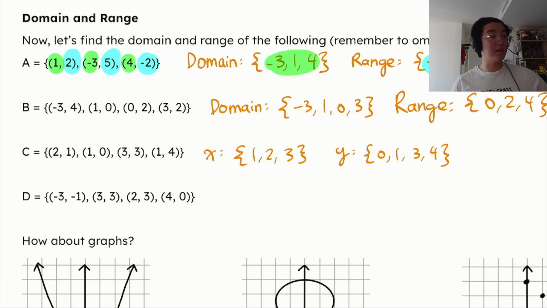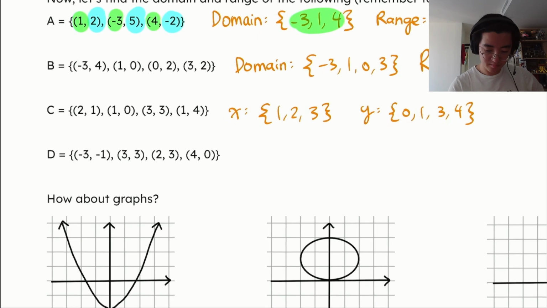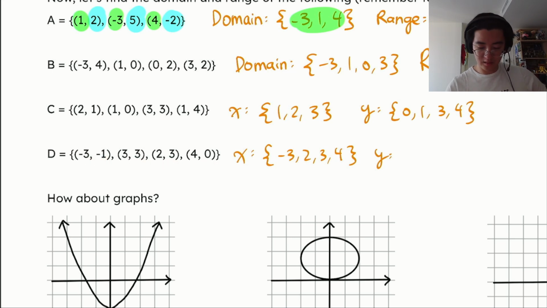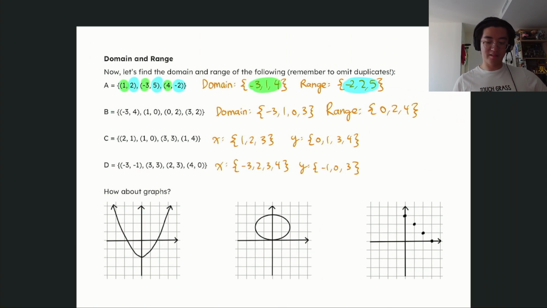So this is how we use set notation. The domain -3, 3, 2, 4. And in numerical order -3, 2, 3, 4. Range in numerical order -1, 3, 0. So -1, 0, 3. Okay, there we go.